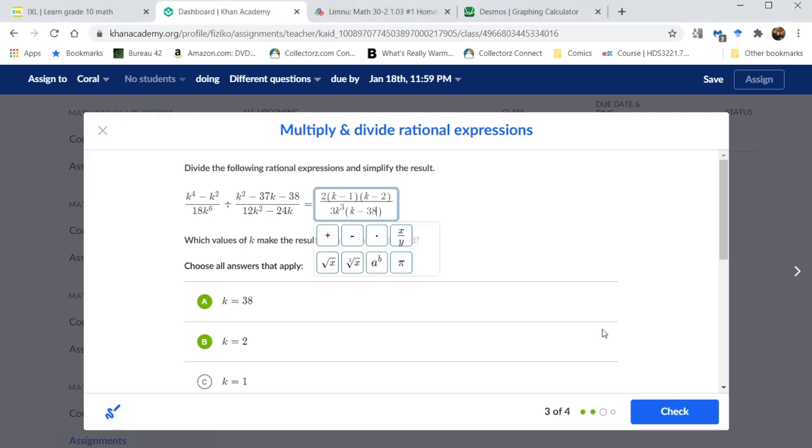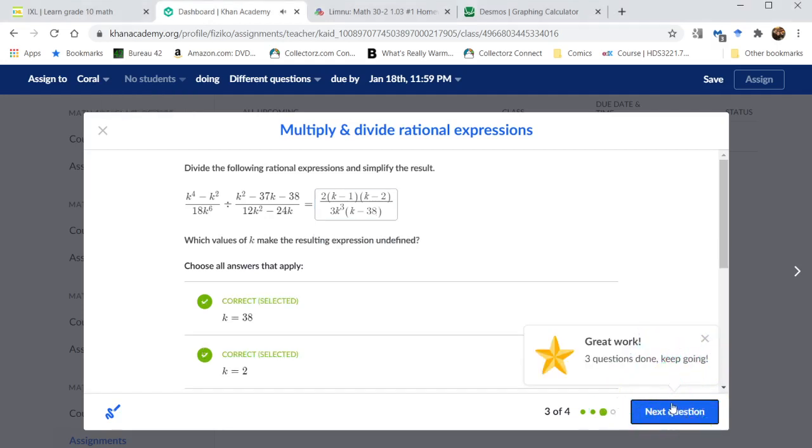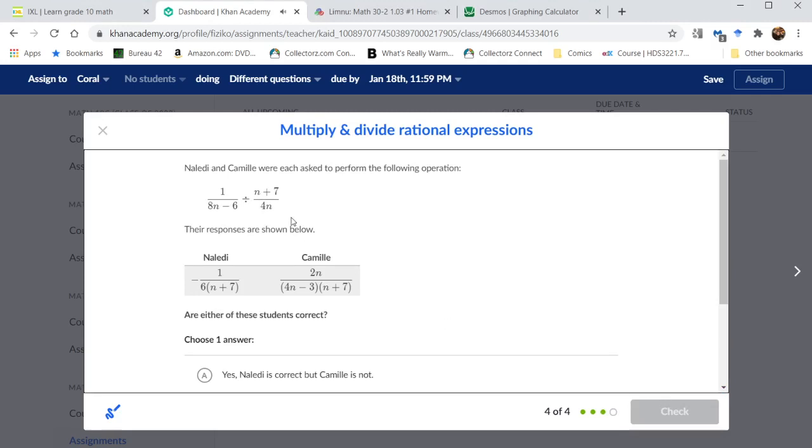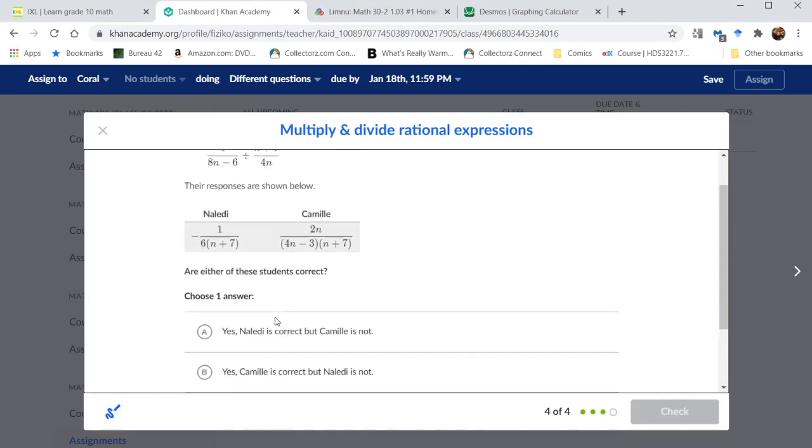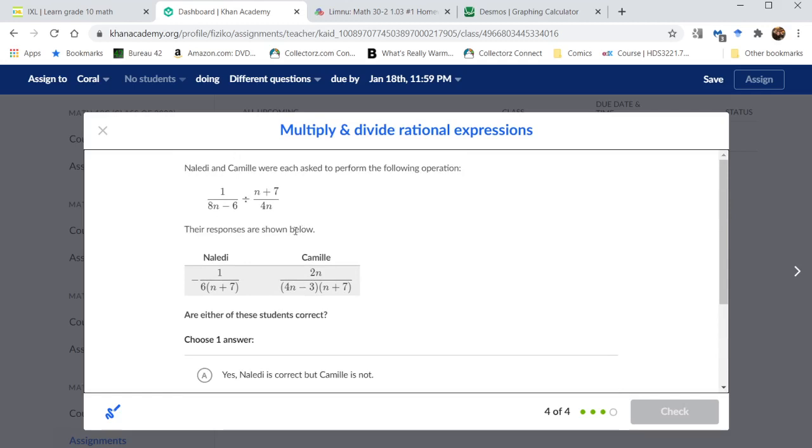And this is what we submit. Now, our final question. Are either of these students correct? Well, looking at this, when we do that division, our term on the right reciprocates. We are going to have a 4n over the 8n minus 6 here, and the n plus 1. The 4 and 8n minus 6 have a common factor of 2 that cancels.